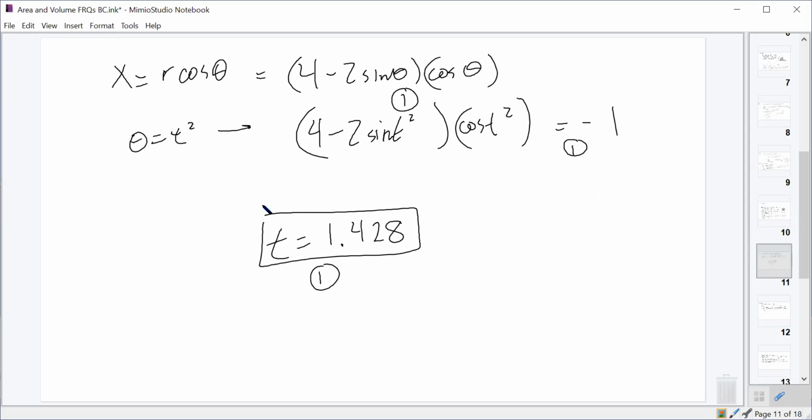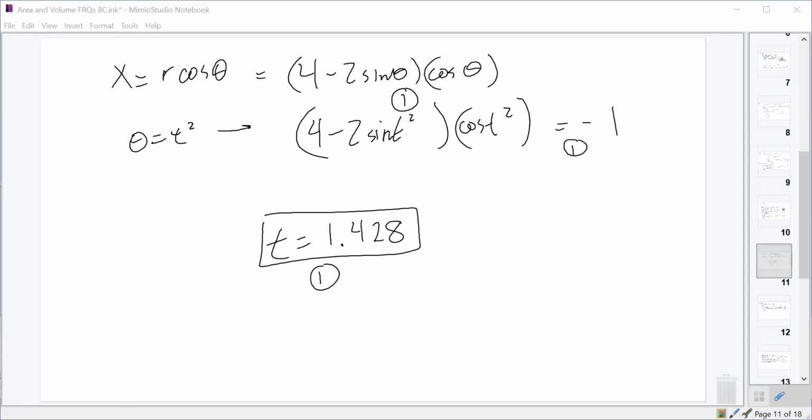Any questions there on that one? Part B. Yeah, you just plug it into the calculator. Graph 4 minus 2 sine t squared, 4 minus 2 sine x squared times cosine x squared, and then graph y equals -1 and see where they intersect. They should intersect at 1.428.